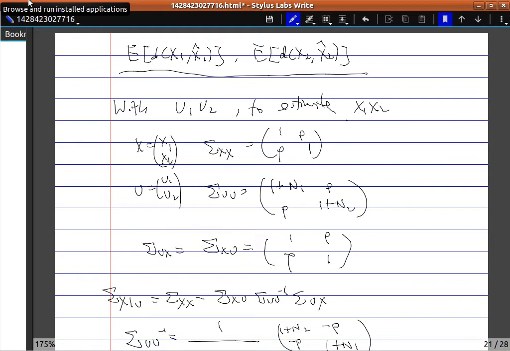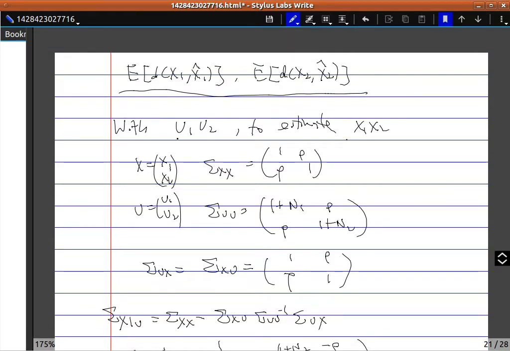Let's evaluate the distortion in terms of M1 and M2. We call sigma xx this thing, and sigma uu will be equal to this thing here. It's equal to this. Actually, you can compute each element of this, because this will be an expectation of u1.